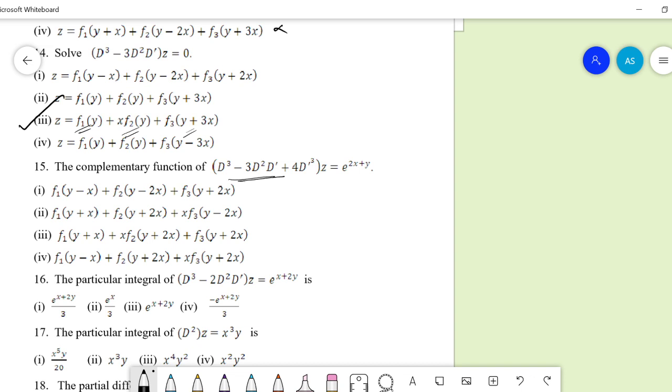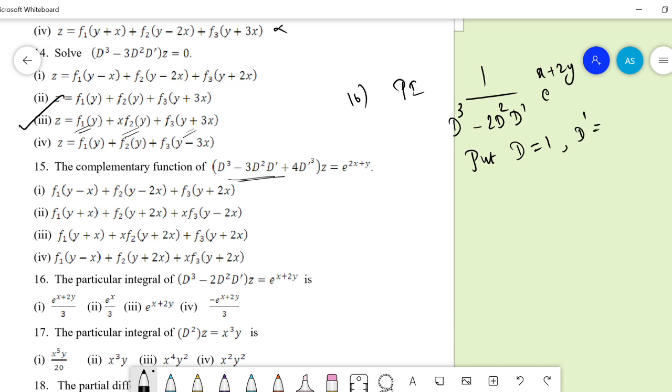Question number 16, particular integral. We have to find the particular integral for D cubed minus 2D squared D dash, for e power x plus 2y. The procedure is to replace D with the coefficient of x in e power x, so D is 1, and D dash with the coefficient of y in e power 2y, so D dash is 2. You just substitute the values.